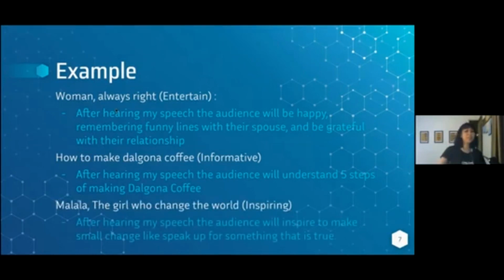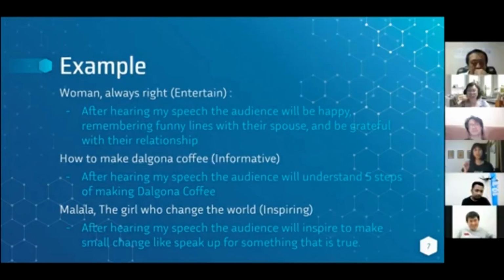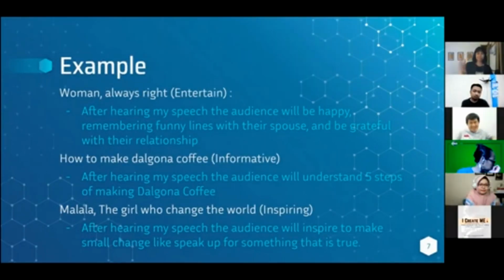After hearing my speech, the audience will be inspired to make a small change, like speak up for something that is true. Okay, until this part, now you see your speech again, the speech that you already shared with us, and then come with the general purpose and think about the specific purpose right now. Think about one sentence, the specific purpose, what you want the audience to respond after they hear your speech. I'm going to ask you after this one by one. So think about it.